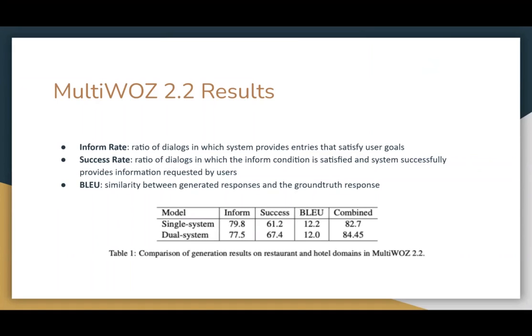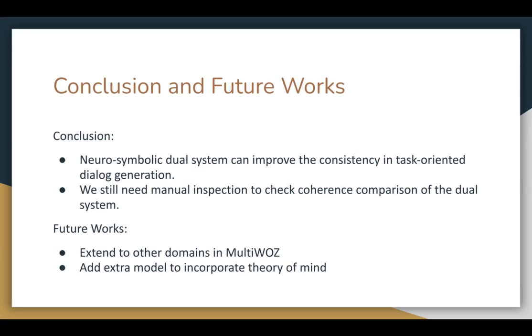We still need manual inspection to check the coherence of the dialogue, as BLEU is not necessarily a reliable measure, since there can be different options for system responses. In this work, we only work on hotel and restaurant domains. Future work can extend it to other domains in MultiWOZ. Also, we only model the surface form of the dialogue. Future work can potentially add another symbolic system to model the theory of mind of the user for the system to ask better questions. Thank you for listening.